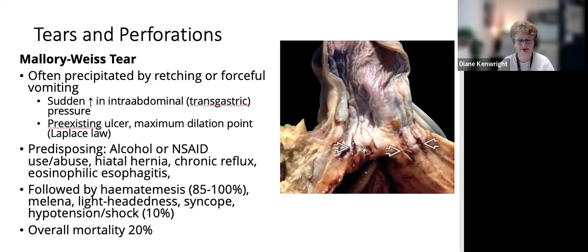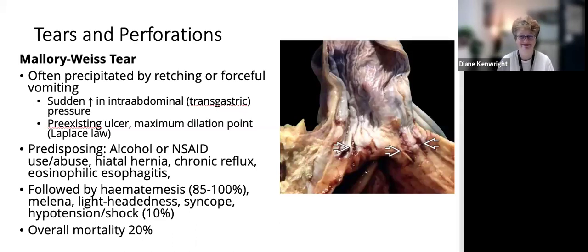That sounds like trouble. What causes it? Often retching or forceful vomiting will cause it. And it's often associated with alcohol abuse, hiatus hernia, chronic reflux, or eosinophilic esophagitis. Of course, when those big veins are ruptured, people get hematemesis, vomiting blood, melena, passing blood PR, and with all that blood loss, they get lightheadedness, syncope, hypotension, and shock. Mallory-Weiss tears have an overall mortality of 20%.